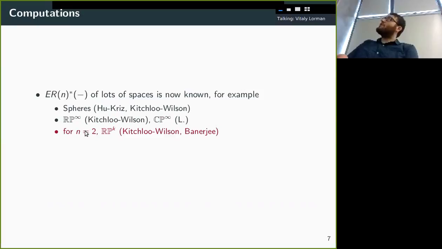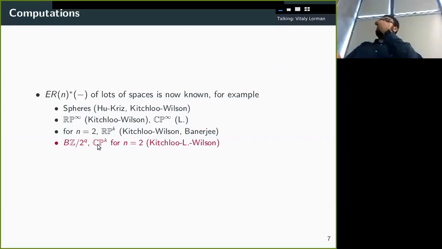Okay, and then if we look at it just for n equals 2, then for various real projective spaces, as I mentioned before, this was computed by Kichloo, Wilson and Romy Banerjee, also for products of real projective spaces. Similarly, for n equals 2, in joint work with Nitu Kichloo and Steve Wilson, we computed the ER2 cohomology of classifying spaces of cyclic groups and of finite dimensional complex projective spaces. And in fact, also in complex projective spaces, you see the same phenomenon where you get maybe 1 or 2 or 3 extra powers of a generating class, of a Chern class, surviving beyond where they would in a complex-oriented theory.